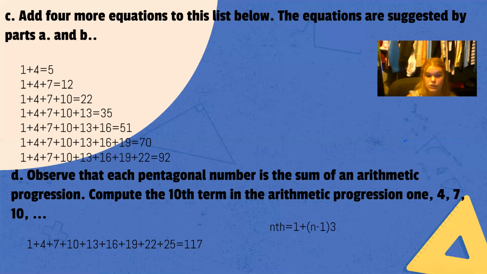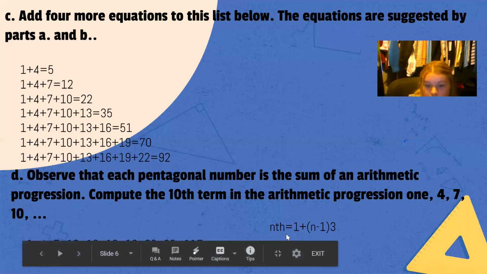We have our 9th, which is 25. We are going to add 3 more to get our 10th arithmetic progression, which is 28. So 28 is going to be the 10th term in our arithmetic progression. And that is represented by the nth term here.